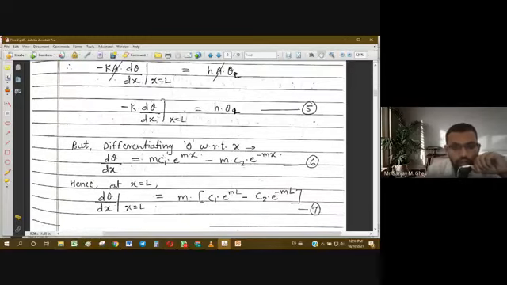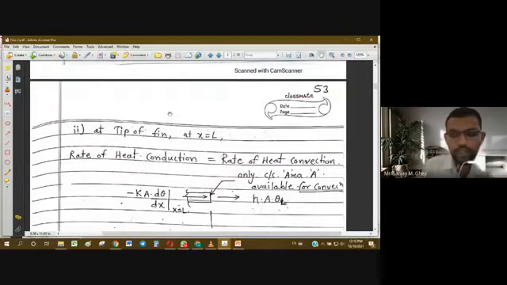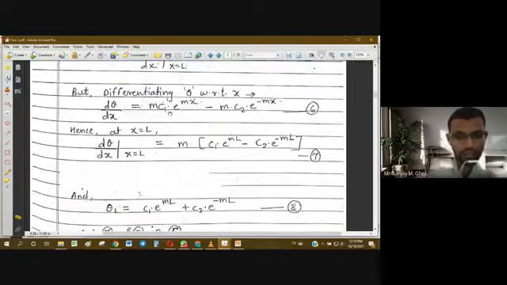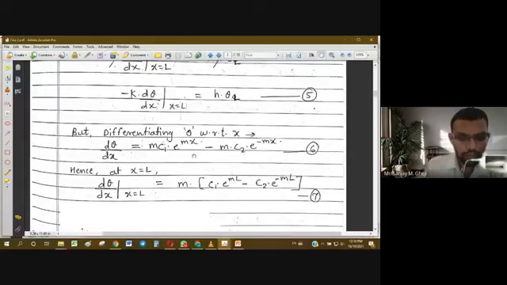Now we have to find the values for d theta by dx at x equal to L and theta L, and put them back in this equation, so that we can get the exact values of constants C1 and C2. At this moment both are unknown, we have not obtained them. Okay, so we will differentiate theta with respect to x.